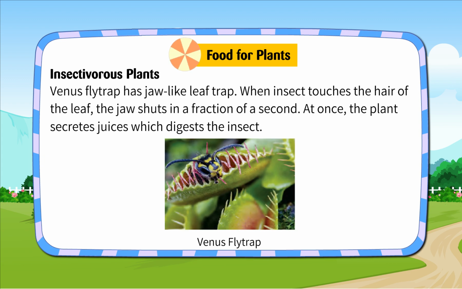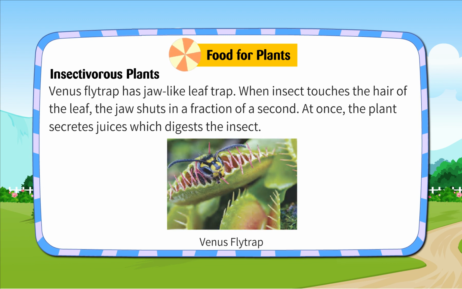Venus flytrap has a jaw-like leaf trap. When an insect touches the hair of the leaf, the jaw shuts in a fraction of a second. At once, the plant secretes juices which digest the insect.